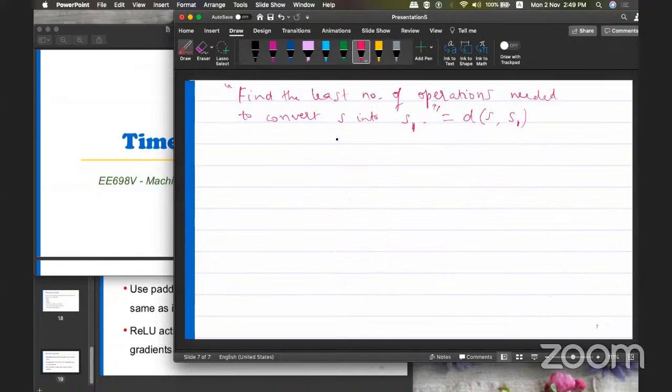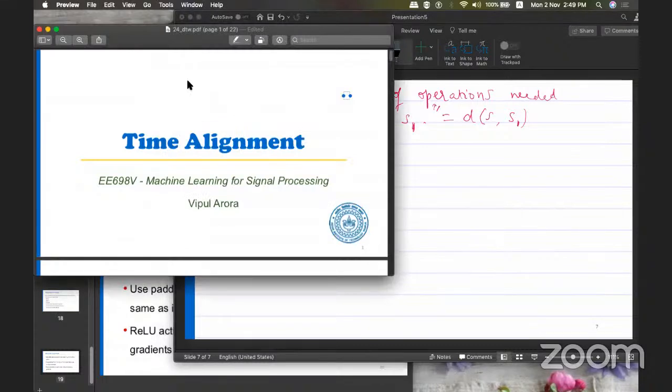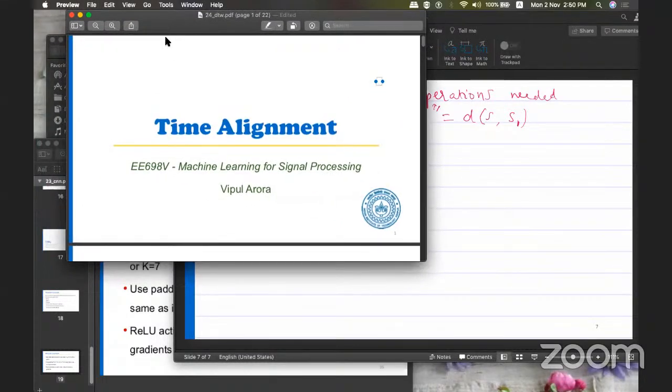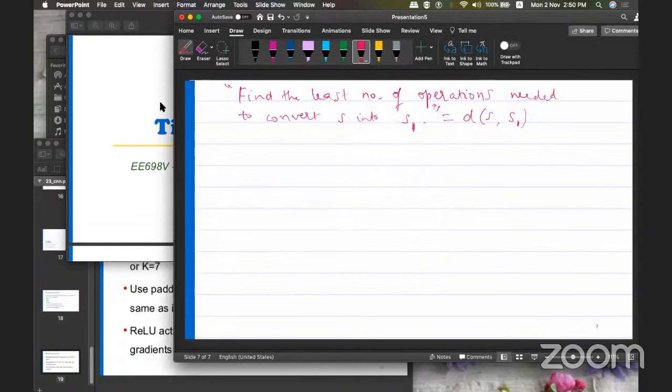I think this idea should be very clear. So with that understanding, I think we can go on. There is a question: how do we know what is the other string? So the thing is, this is called dynamic time warping. The input are two strings, S and S1.